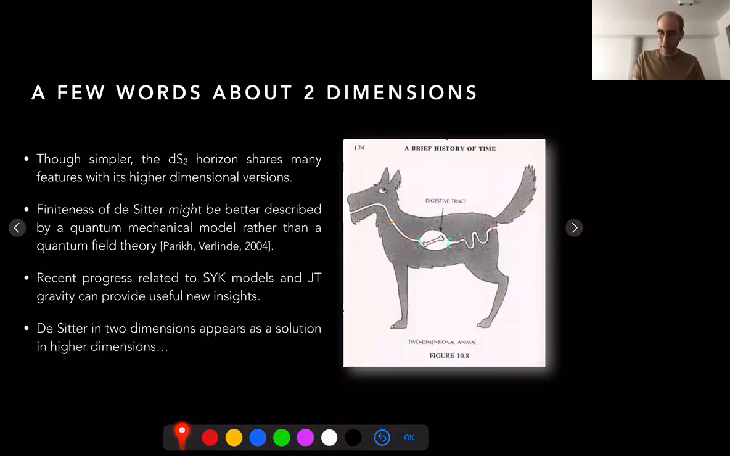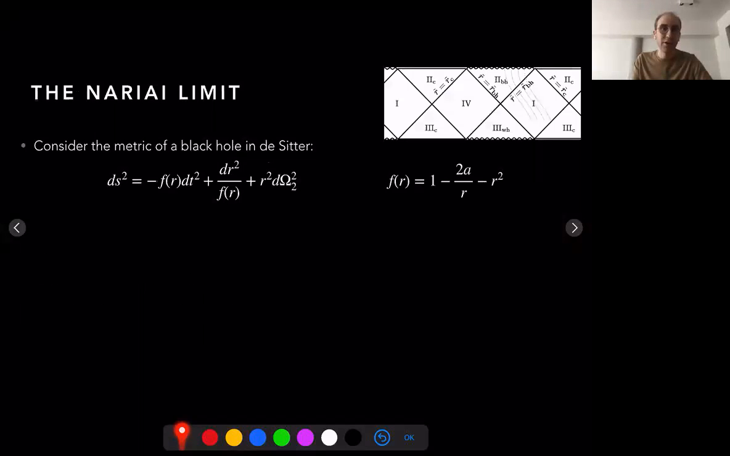My last comment about 2 dimensions is that the CENTAUR in 2D also appears as a solution of Einstein's equations with positive cosmological constant in higher dimensions. This is called the Nariai solution, and it's equivalent to the near horizon limit of extremal black holes. So we can have a black hole in the CENTAUR. It will be given by this metric now. The f of r will be this 1 minus r squared that we had before, but now we will have this black hole factor.